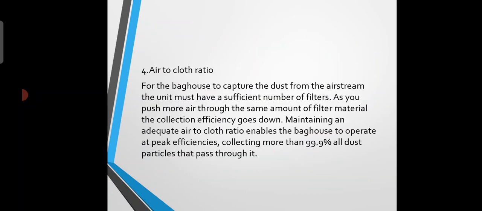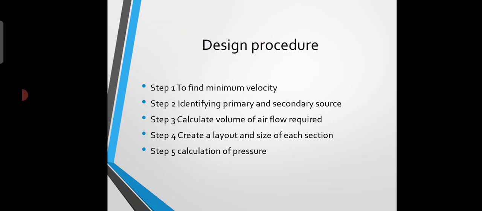Then air to cloth ratio. For a bag house to capture the dust from the air stream, the unit must have a sufficient number of filters. As more air is pushed through the same amount of filter material, the collection efficiency goes down. So maintaining an adequate air to cloth ratio enables the bag house to operate at peak efficiency, collecting more than 99.9% of the dust particles that pass through it.